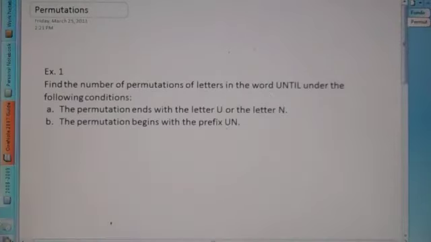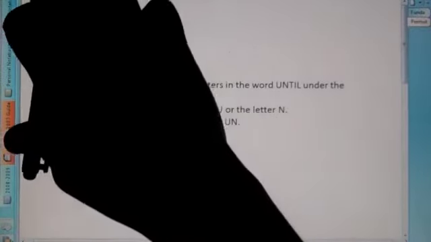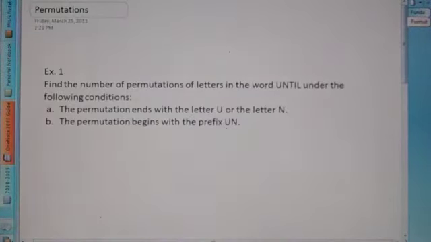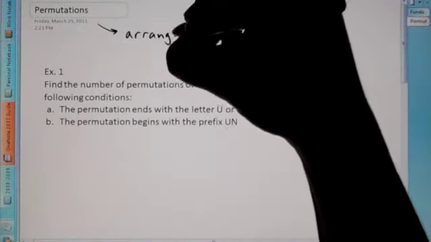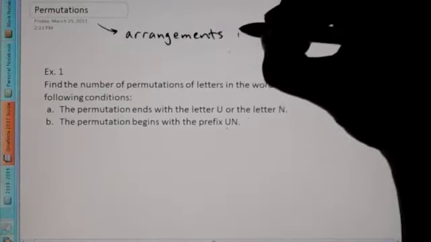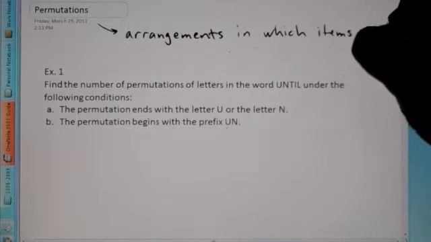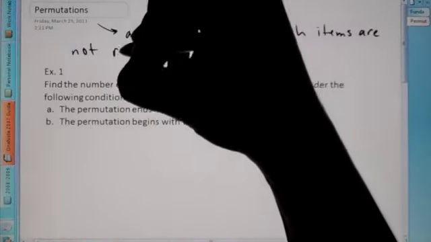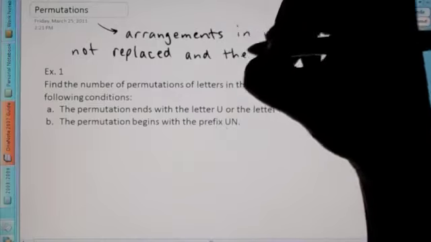Hello, Algebra 2. Today we're talking about permutations. What are permutations? We're going to be given options to find how many different arrangements we can find. Permutations are arrangements in which items are not replaced and the order matters.